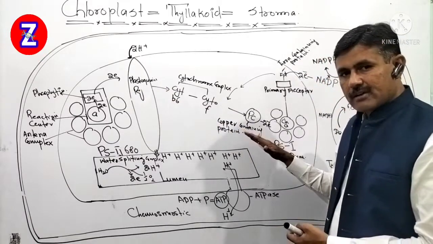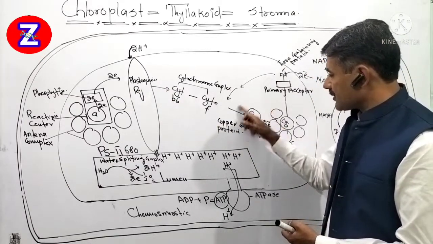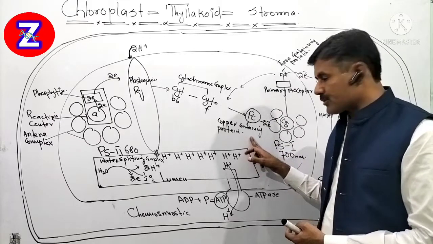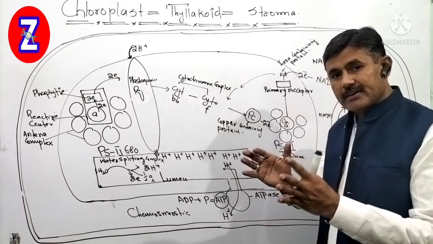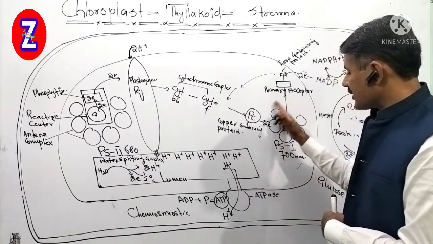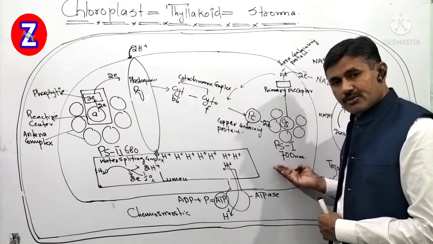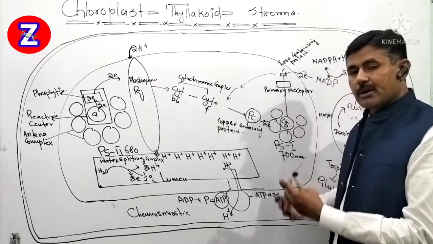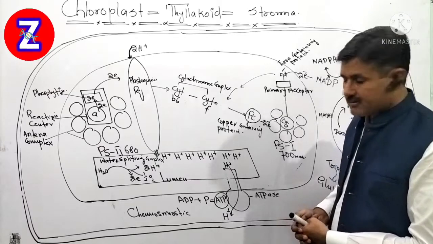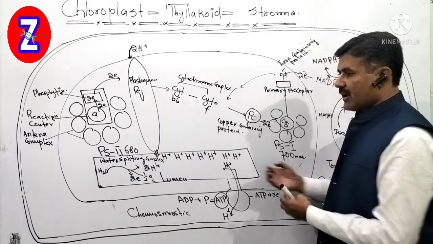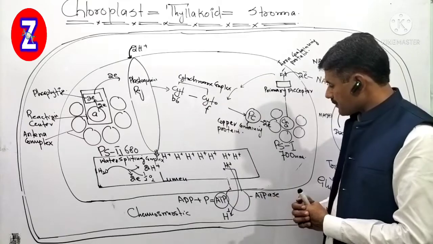These electrons will finally be received by another protein, a copper-containing protein called plastocyanin. And this plastocyanin would finally settle these electrons to another system, which is called photosystem I. And that absorbs light of 700 nanometers. That was studied first and found first, therefore it's called photosystem I, and this is called photosystem II.